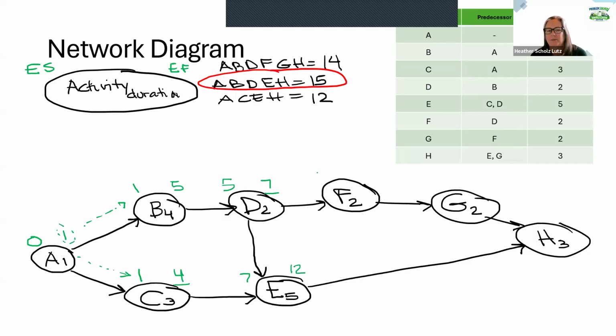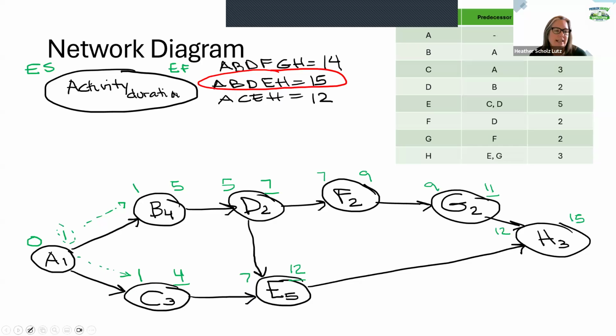All right, over here we have 7 plus 2 is 9. I'm just going to sneak through these since they each have 1. And then again for H, it has two predecessors. So we're comparing this 11 and 12. And you're going to choose the larger number. So 12 plus 3 is 15. So the forward pass through that network actually gives you the project duration. So we can see that this project is going to take us 15 weeks to complete.